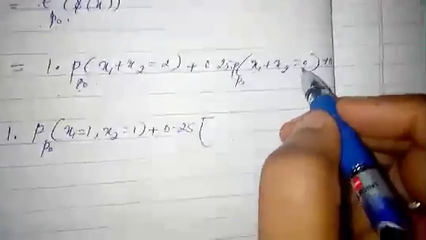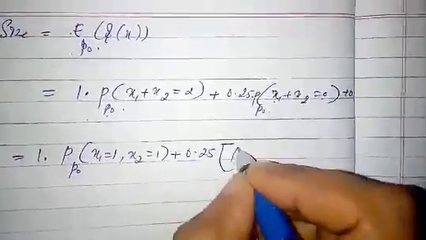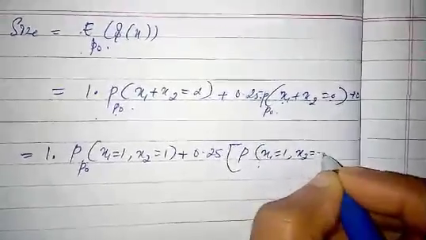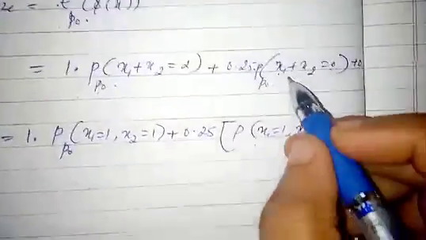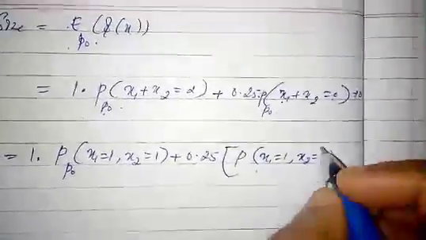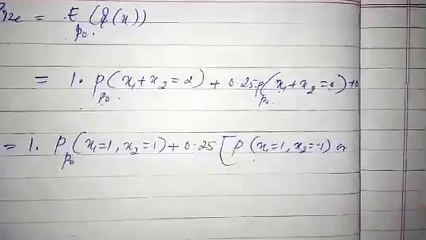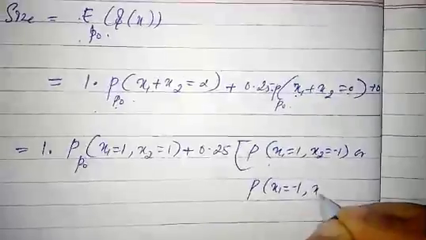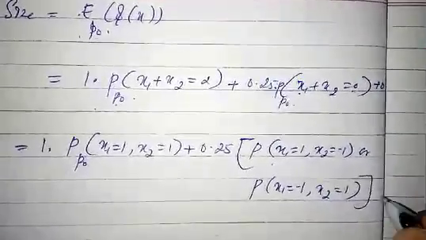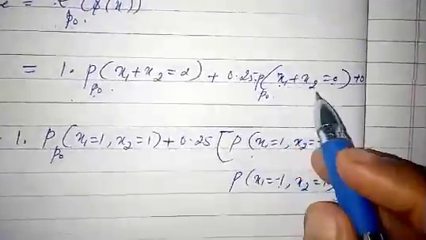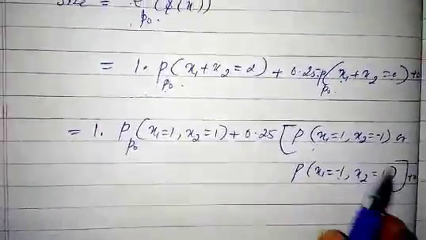There are two cases. The first case is x1 equal to 1 and x2 equal to minus 1. If x1 equals 1 and x2 equals minus 1, then x1 plus x2 equals 0. Or, what is the other case? It is the probability of x1 equal to minus 1 and x2 equal to 1, plus 0. So if x1 equals minus 1 and x2 equals 1, then x1 plus x2 equals 0. Is it clear?